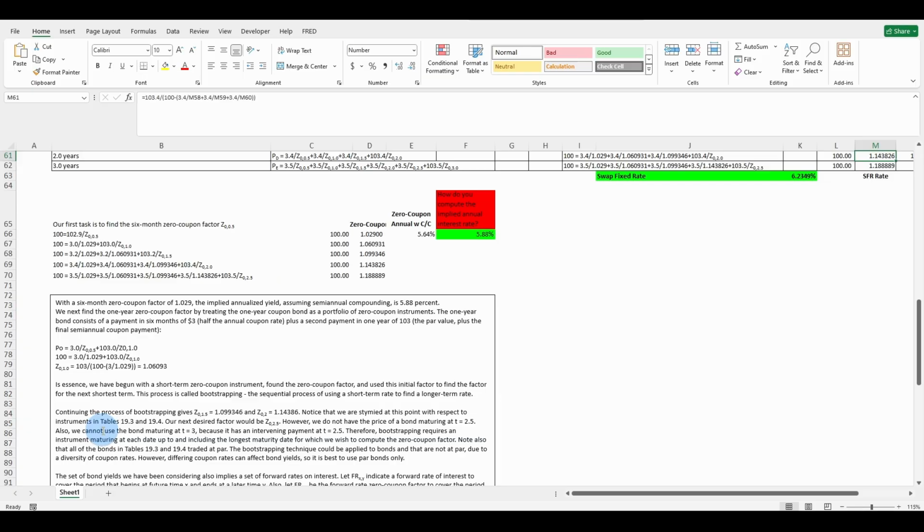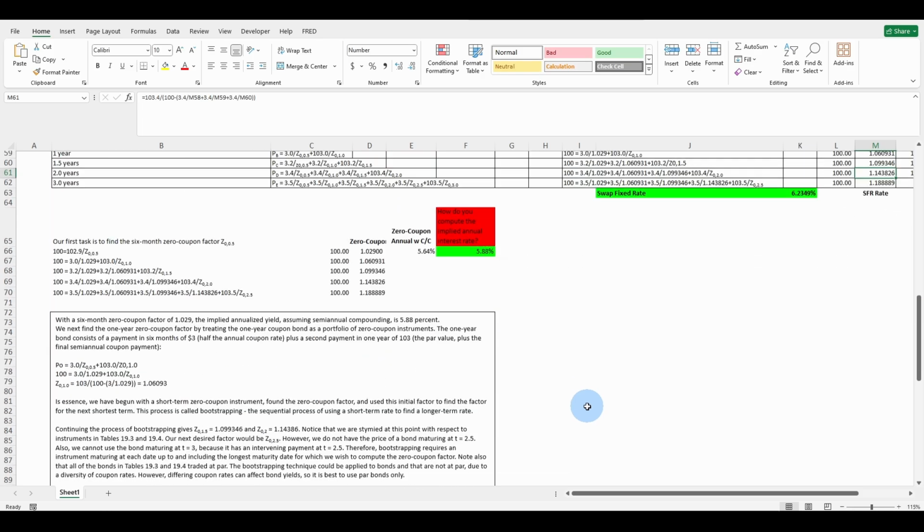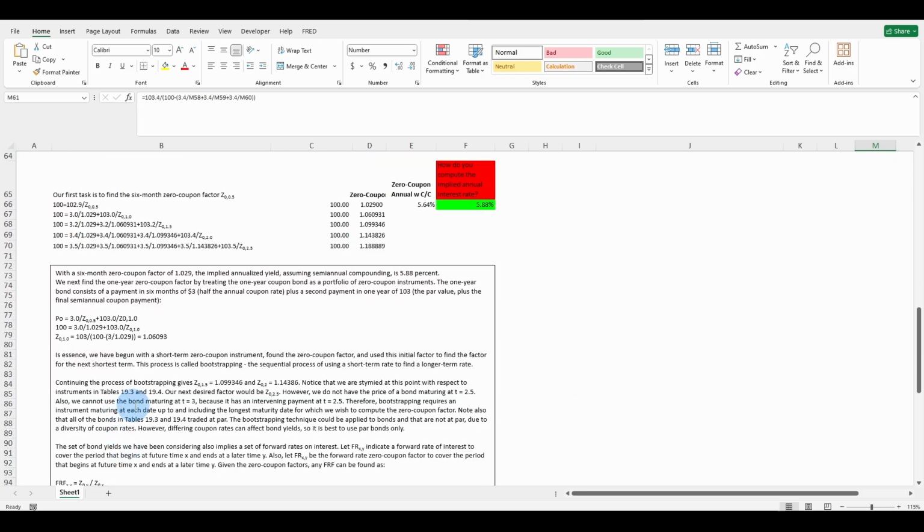Our next desired factor would be Z of 2.5. However, we do not have the price of the bond maturing at T equals 2.5. See that? 2.5. What are we going to do? Also, we cannot use the bond maturing at T of 3 because it has an intervening payment at T equal to 2.5. Therefore, bootstrapping requires an instrument maturing at each date up to and including the longest maturity date for which we wish to compute the zero coupon factor. Note also that all the bonds in tables 19.3 and 19.4 are traded at par.